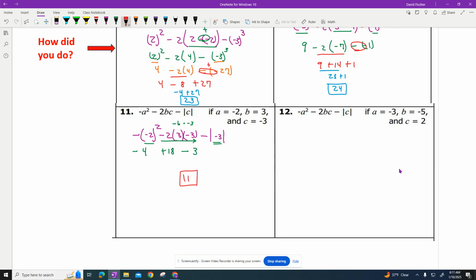All right, last one. You try number 12. Let's see if you can get that one. Don't forget, absolute value means how far from 0. Okay? That negative sign comes straight down, and when you put that negative 3 for the a in there, put it in parentheses, because that 2 only goes to that negative 3. Okay.